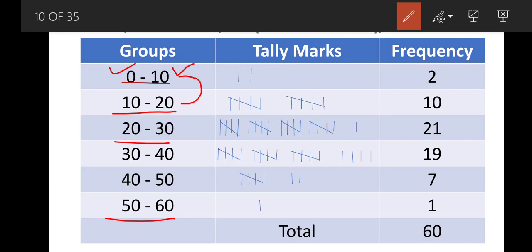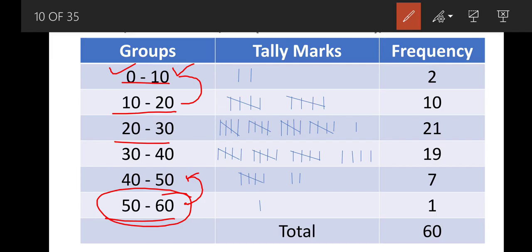Likewise, this 50, because we have seen that in the data the maximum value is 50. So to include this 50, and I know that 50 will be included in the next interval, that is why I need to make one more interval for 50 as 50 to 60.